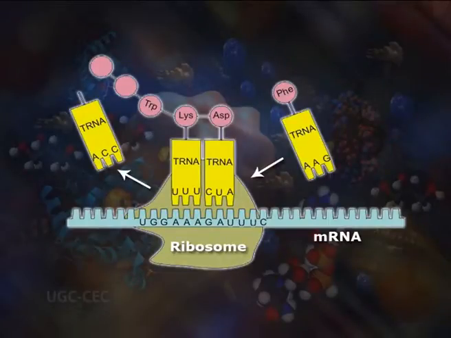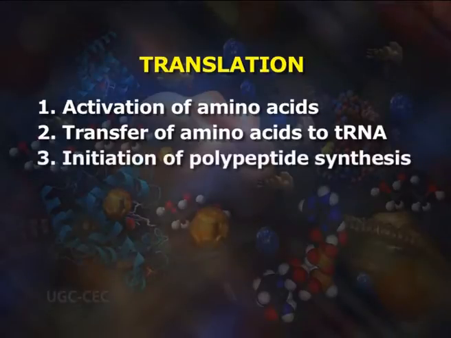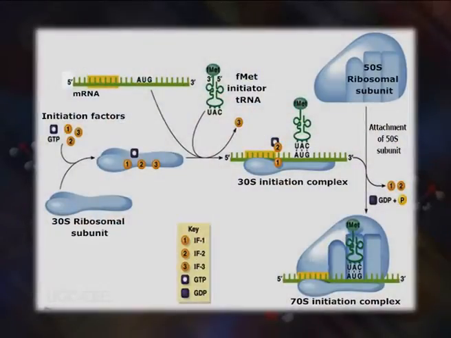It is now well known that one type of amino acid can be carried by more than one type of tRNA, but one type of tRNA cannot carry more than one type of amino acid. Step 3. Initiation of polypeptide synthesis. For the initiation of polypeptide synthesis, certain initiation factors, abbreviated as IF, are required.